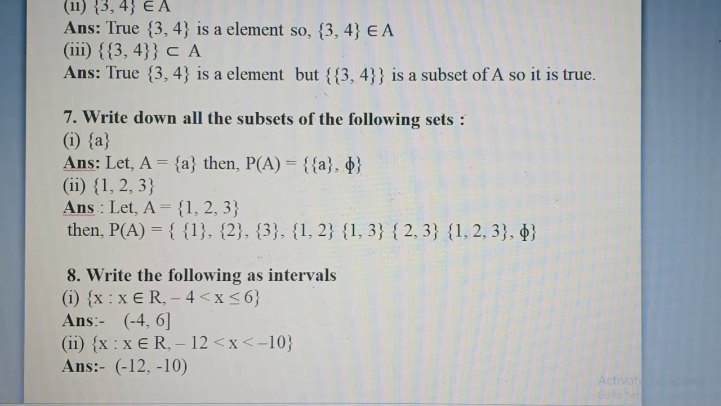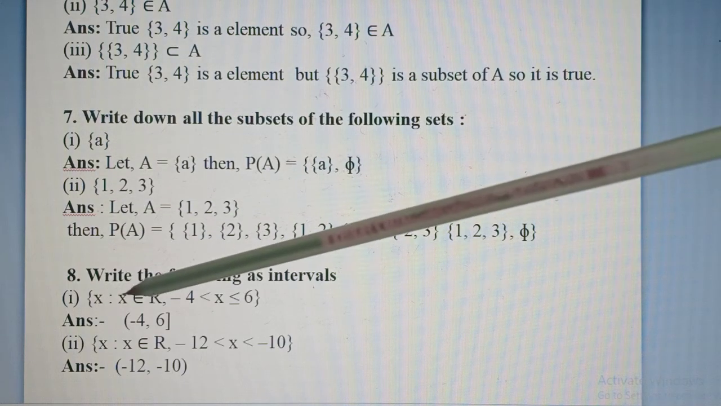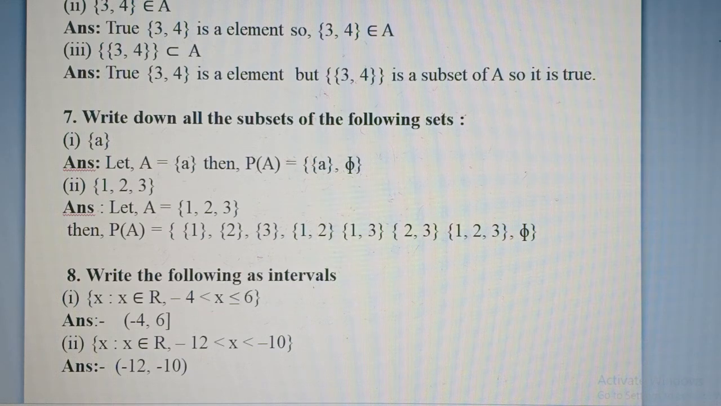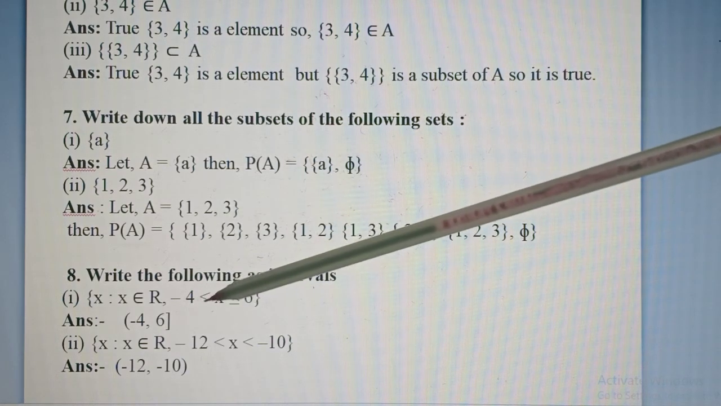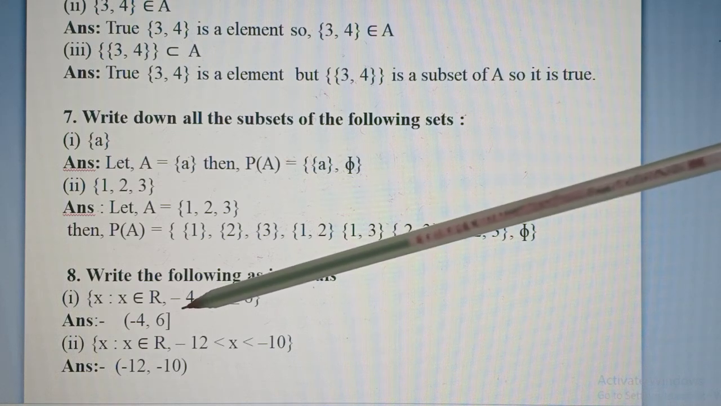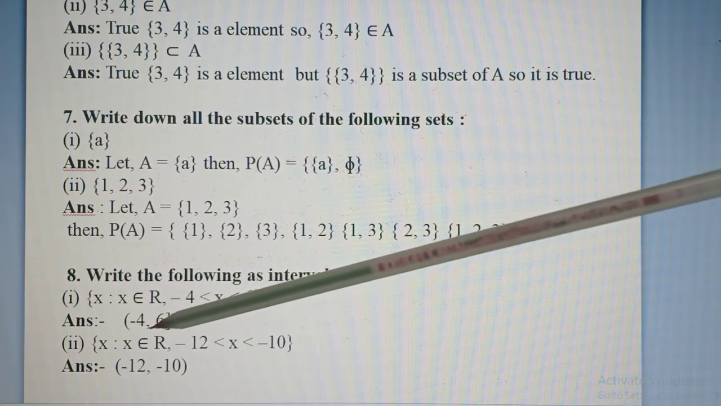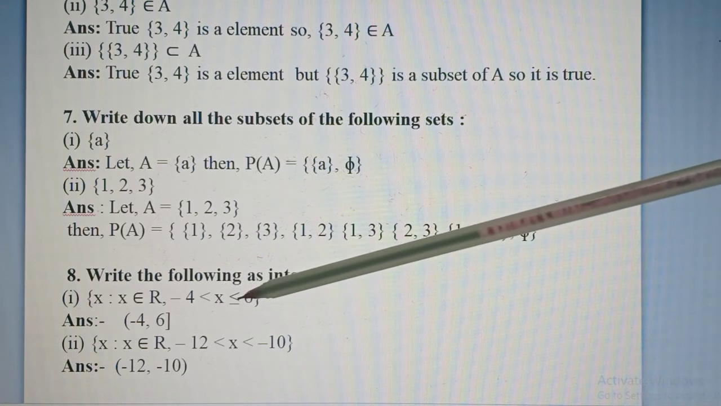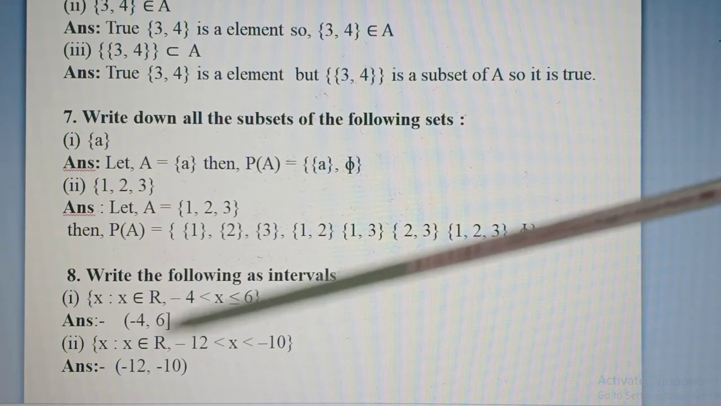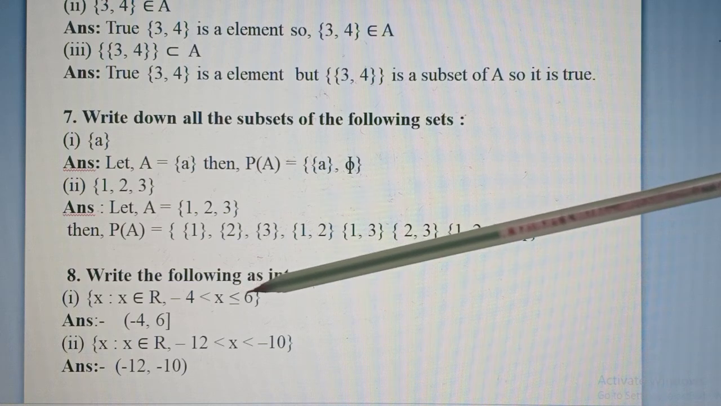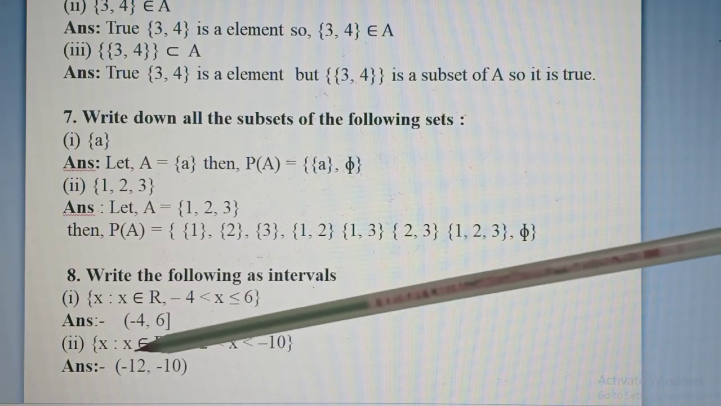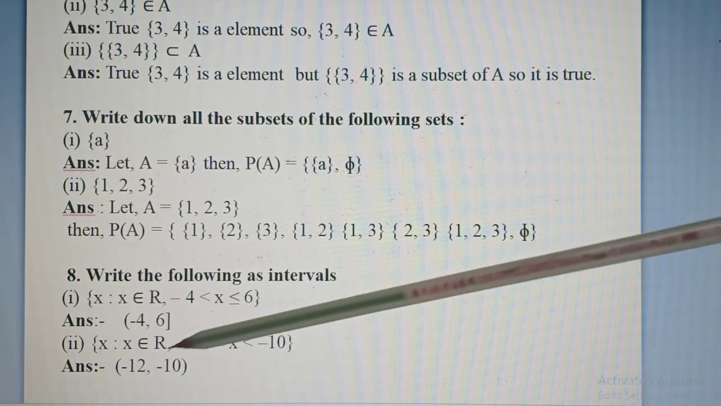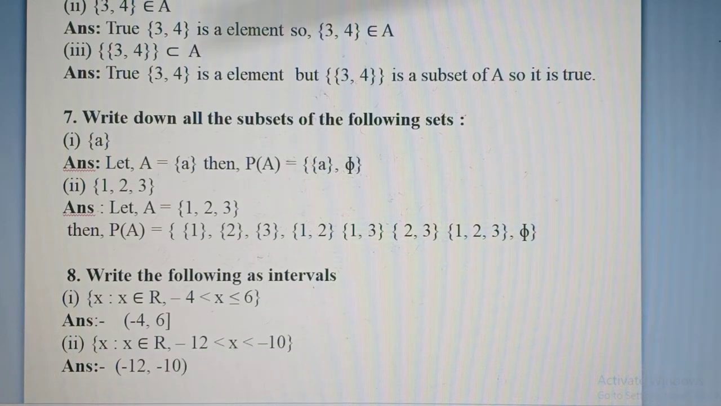You have to write as an interval. So question number 1 is {x such that x belongs to R, -4 < x ≤ 6}. So students, here -4 is strictly less than, so it is excluding -4. So open bracket -4, and here x is less than or equal to 6, so including 6, so closed bracket 6. That is the interval which can be defined for this set. Second one is {x such that x belongs to R, -12 < x < -10}. So both sides are open brackets, so (-12, -10).